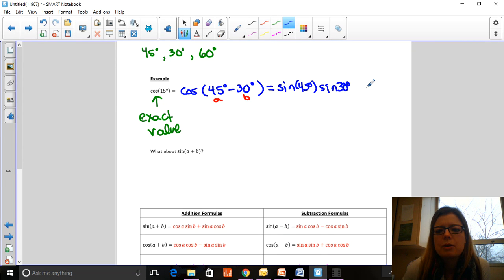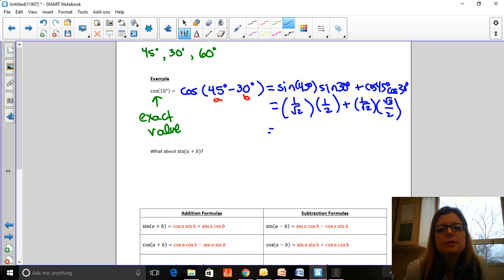And then plus cos A, so plus cos 45 degrees, cos B, cos of 30 degrees. So I know each of these exact values, so now I can just sub them in. So using our special triangles, we remember that the sine of 45 degrees is 1 over root 2, and the sine of 30 degrees is just 1 over 2. Okay, the cos of 45 degrees is 1 over root 2, and the cos of 30 degrees is root 3 over 2.